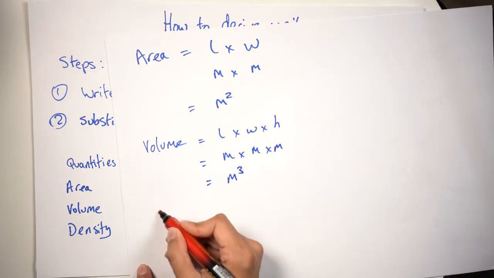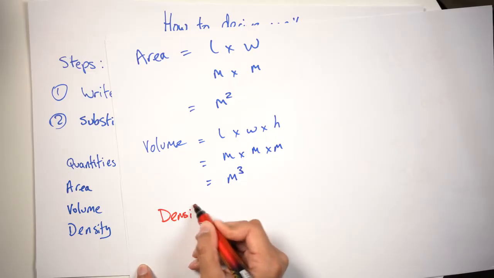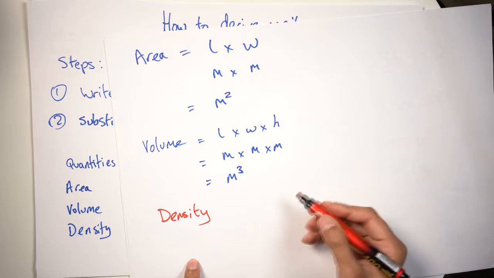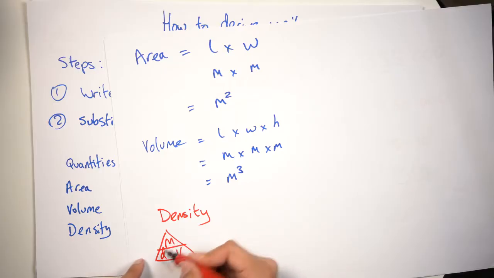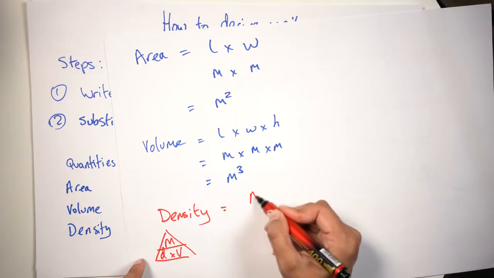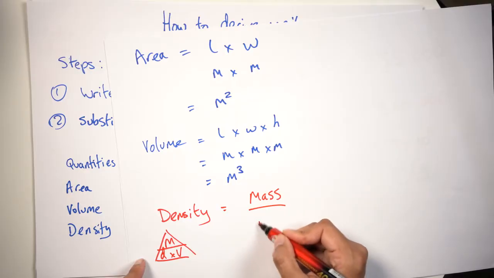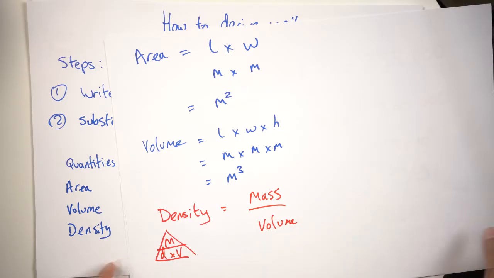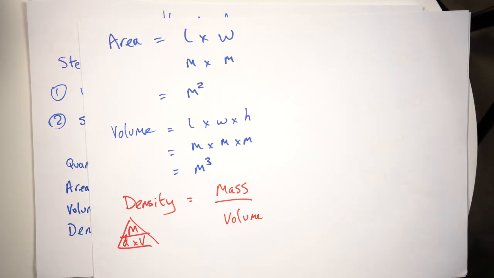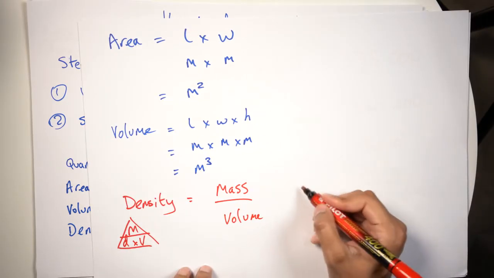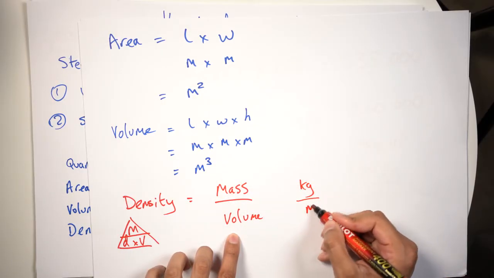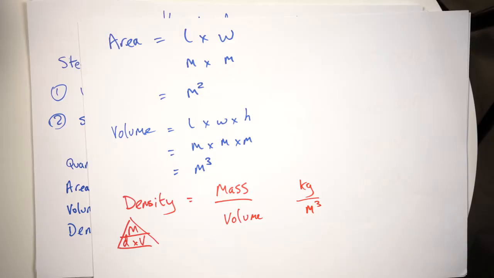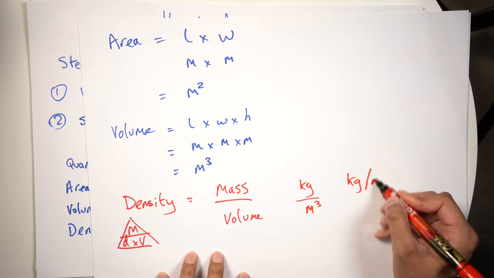The next one is going to be density. Now density, if you can't remember the formula, it's a little bit like this. You got MDV, like that. Okay, so mass, density and volume. So density is mass divided by volume. The SI unit for mass is kg, so it's kg divided by meters cubed. So you can write it kilograms per meters cubed.